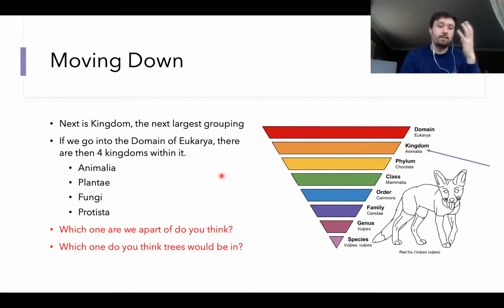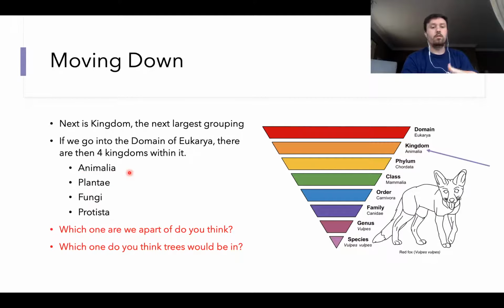In the other domains, like bacteria and archaea, there are other kingdoms, but we'll talk about those another time. Within the domain of eukarya, there are 4 main kingdoms: Animalia, Plantae, Fungi, and Protista. If you had to take a guess, which one do you think we're a part of? We would be Animalia because we are animals. So pretty easy to remember: animals are a part of the Animalia kingdom.